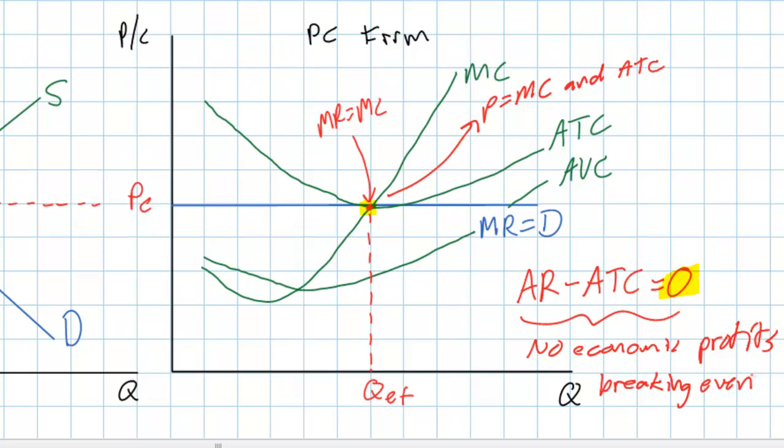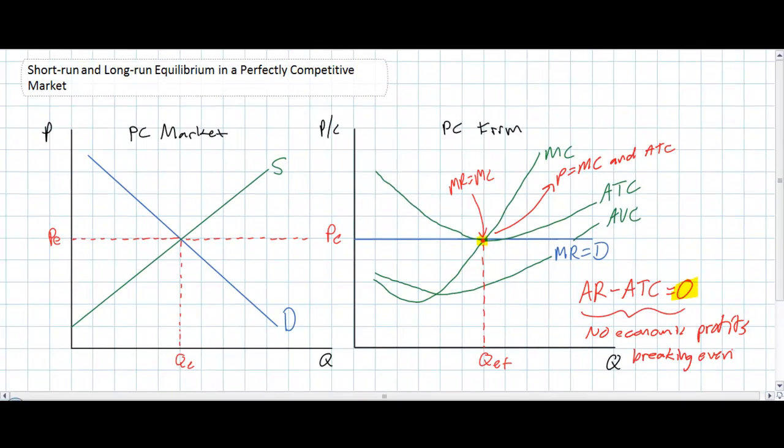Now, this is actually the outcome that is expected to occur in a perfectly competitive market. Due to the nature of competition and the low barriers to entry in such a market, firms are not expected to earn substantial amounts of economic profits, especially in the long run. So what we've shown here is a firm producing at its minimum average total cost. In fact, this is not just any old ATC. This is actually the minimum average total cost.